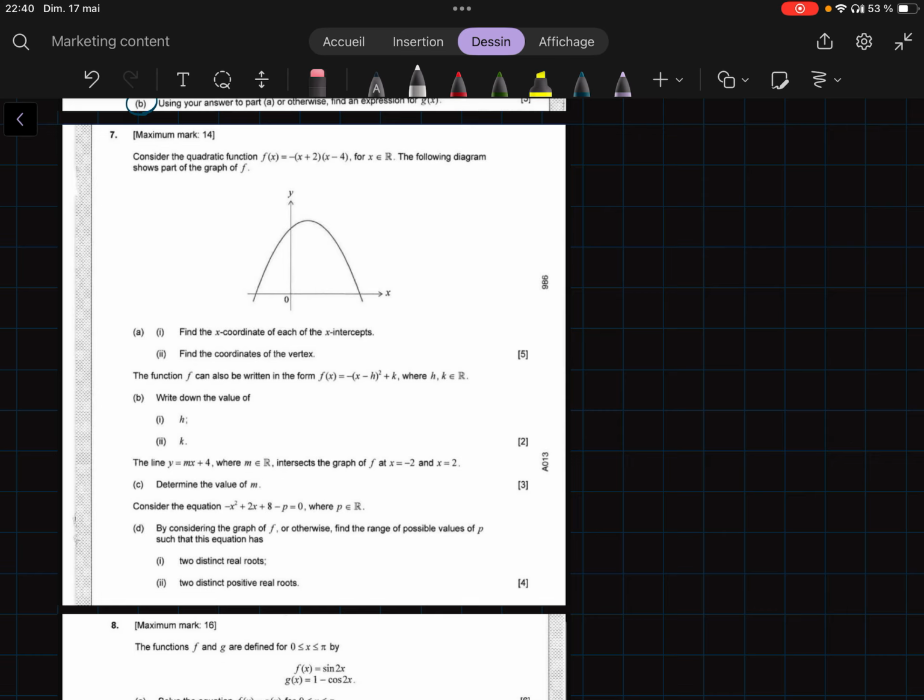Part A. Find the x-coordinates of each of the x-intercepts. From the expression for f of x, we could deduce that the x-intercepts are -2 and 4.